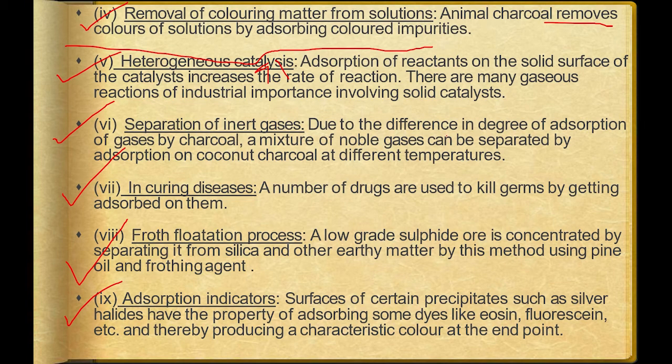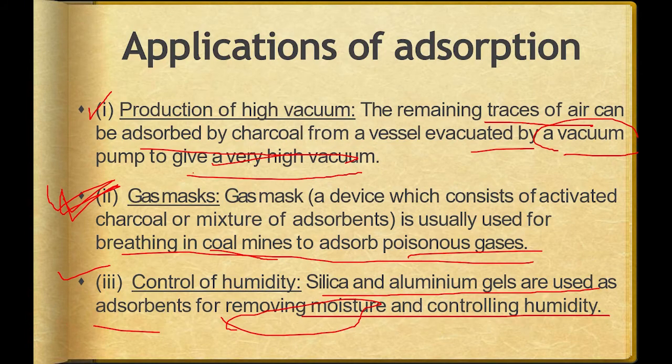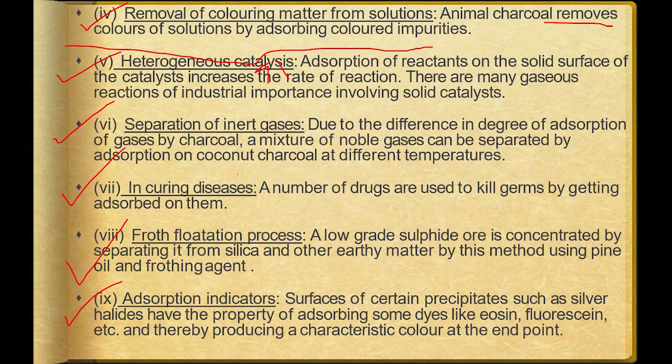Then comes the separation of inert gases. Due to the difference in degree of adsorption of gases by charcoal, a mixture of noble gases can be separated on coconut charcoal at different temperatures. So where there is a mixture of noble gases, they can be separated because of the different degrees to which each particular gas gets adsorbed on charcoal. So because of that we can separate the gases.